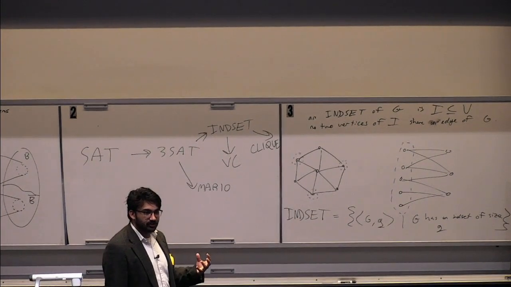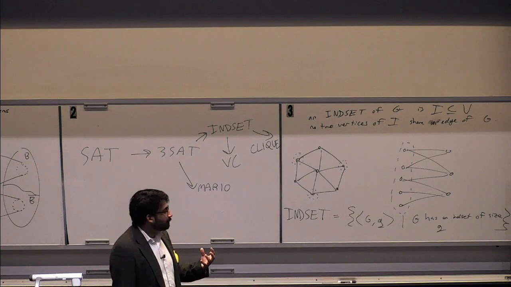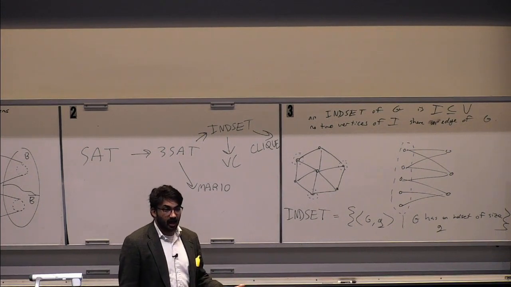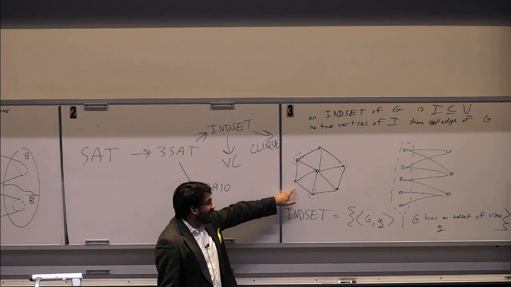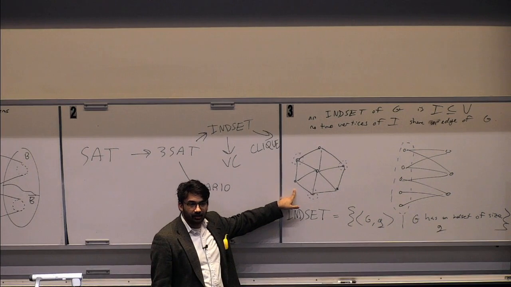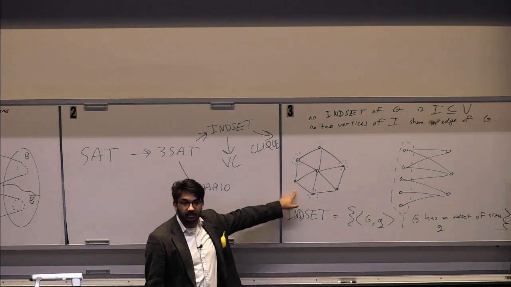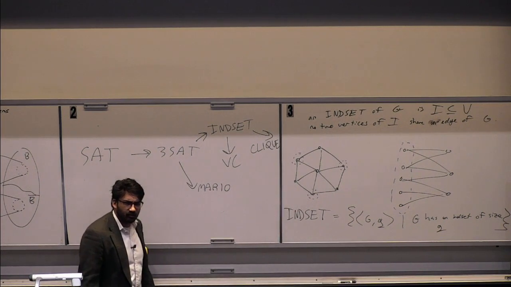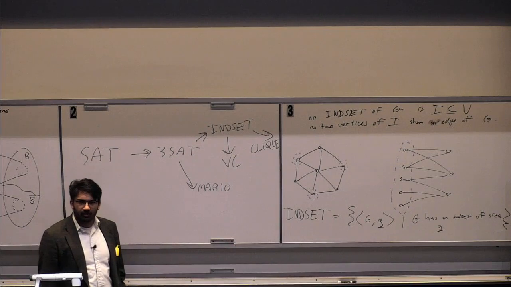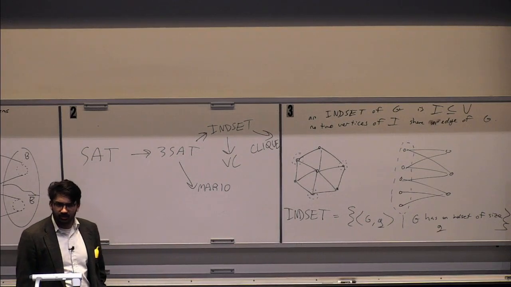Like, the number of vertices in I is g, but there is no independent set of size g plus 1, right? Consider this graph again. Any independent set of size 4 must contain an edge. So this has no independent set of size 4, but it has one of size 3. So 3 is maximal in this graph, right? Any questions on the independent set problem? If you gave me a graph, you could probably try with pen and paper to find an independent set. Any questions on the definition of the independent set?